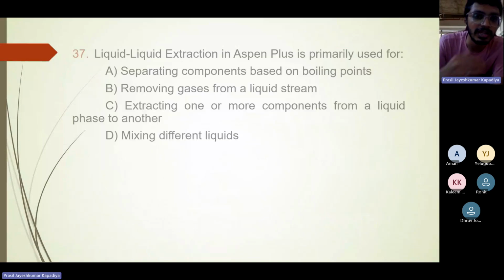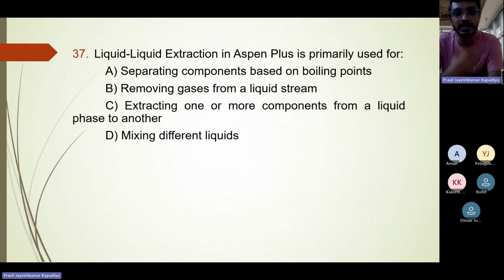Okay, so next question: liquid extraction in Aspen Plus is primarily used for extracting one or more components from one liquid phase to another. C option. Any example for liquid extraction? Any general example? I don't remember right now, but if any one of you remember.